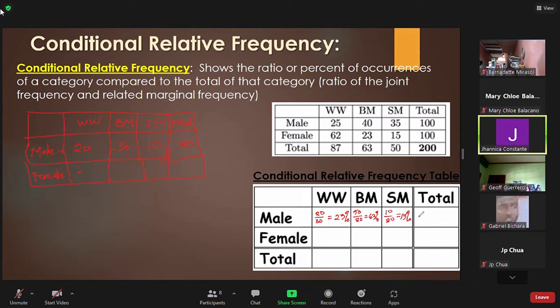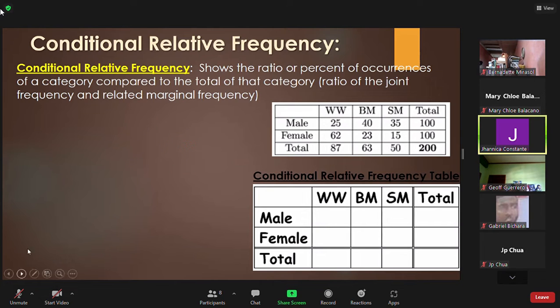So that's how we solve for the conditional relative frequency. You're just dividing the occurrences of the data by the total number in the row, in the given categories. For male, you're going to divide according to the male total. For female, you're going to divide each occurrence by the total number of responses for female. So that's how we solve for conditional relative frequency.